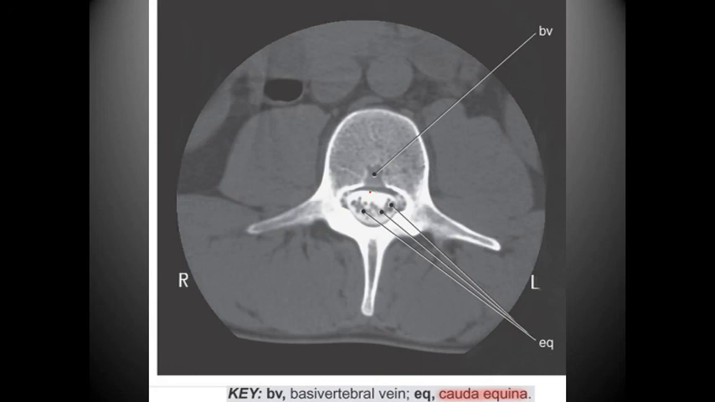So, as we saw, we have contrast medium in the spinal canal, and we have the cauda equina, and notice how it has kind of a scattered type of appearance. That's what we're looking for. That is the cauda equina.